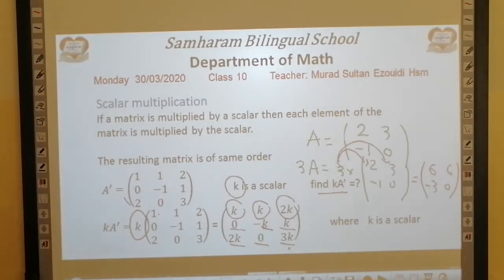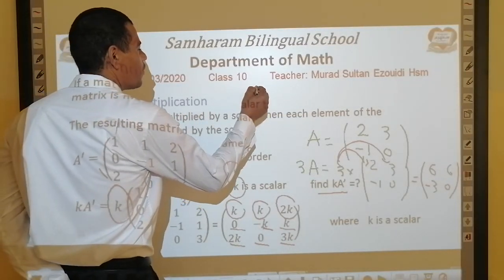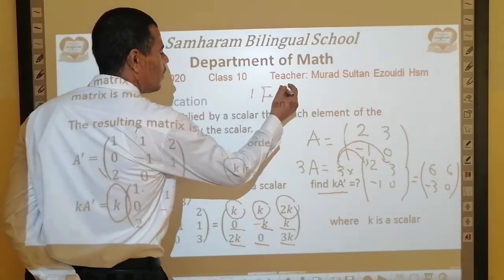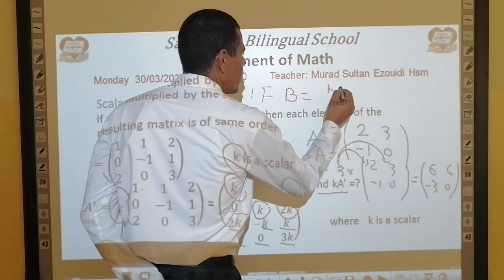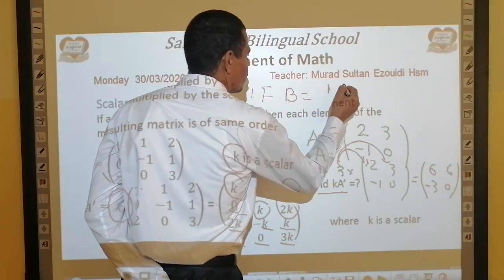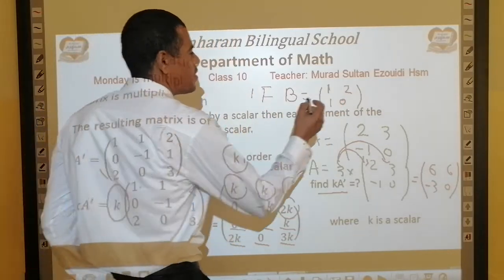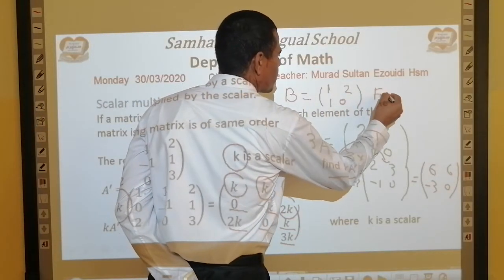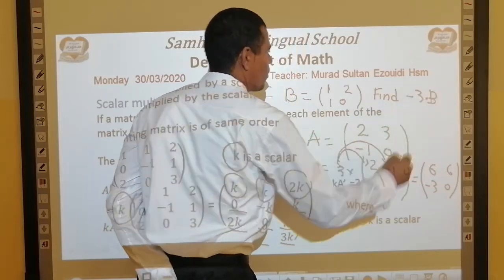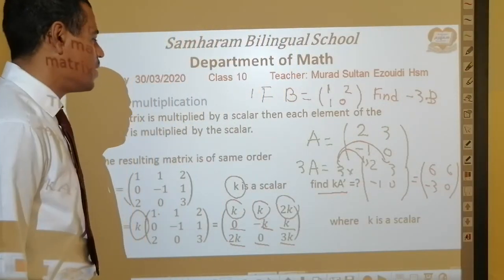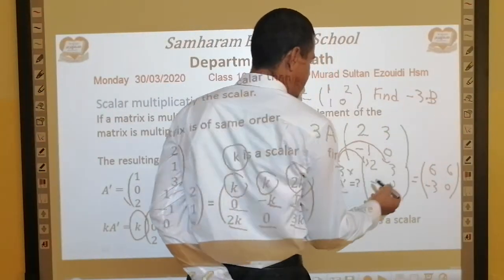So, for example, if B equals 1, 0, 2, 1. The question is: find negative 3B. So, you will do what, my kids?